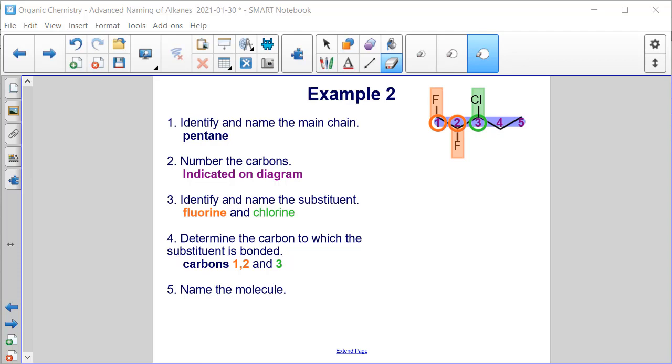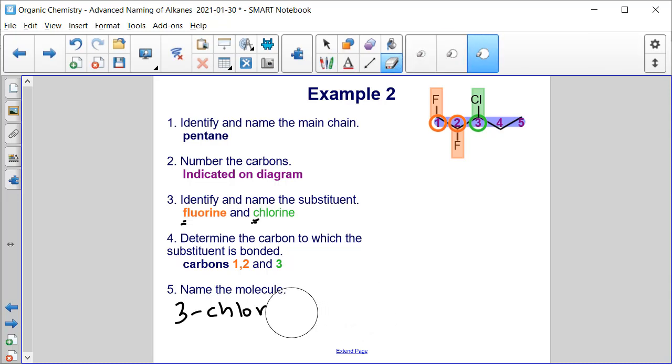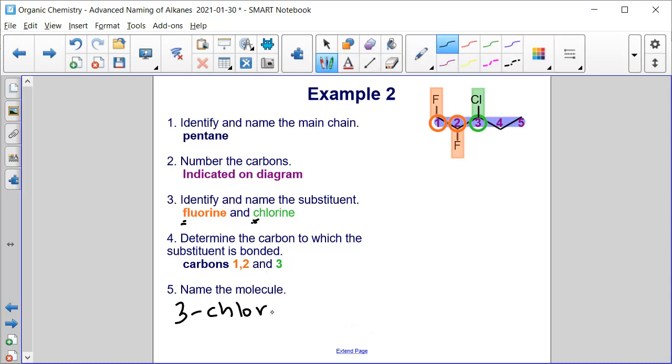Now we name this exactly the same way. We've got to think about our alphabetical order. So C in chlorine comes before F in fluorine. So we're going to start with that one. So we have 3-chloro, 1,2-difluoropentane. Not chlorine, but chloro, because we're naming.